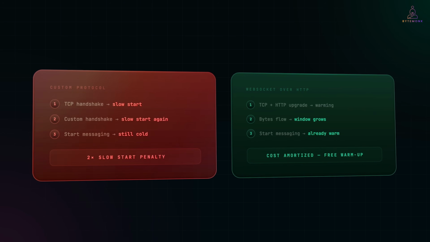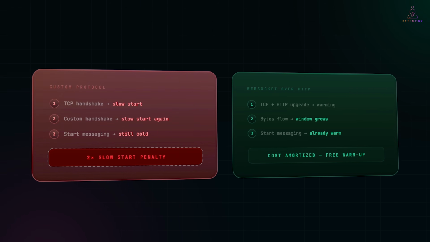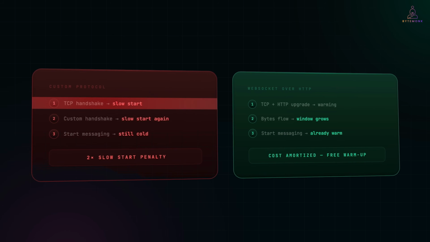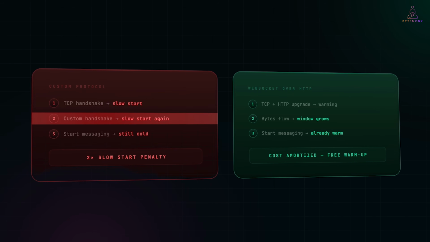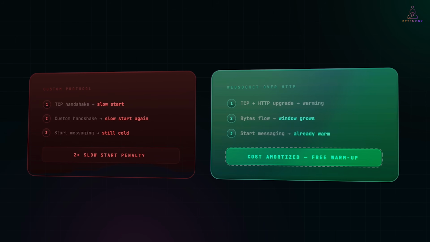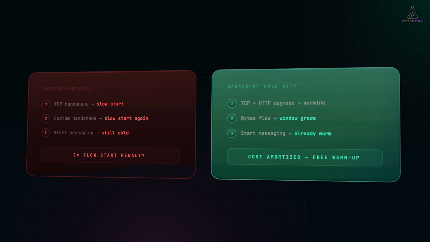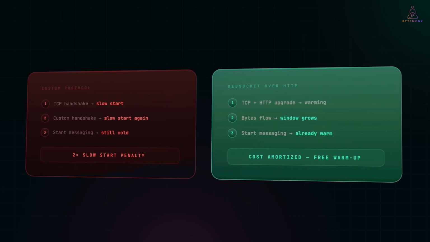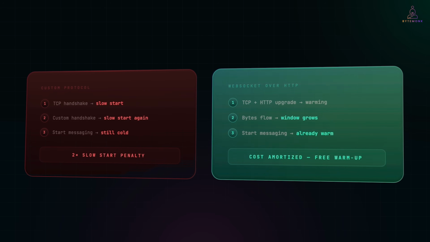If WebSockets had invented their own protocol on a custom port with a custom handshake, you would pay the slow start penalty twice, once for TCP, once for the WebSocket handshake. By reusing HTTP, you amortize the cost. And this is why I call the HTTP request the bait. It looks like protocol overhead, but it's secretly warming up your TCP pipe.